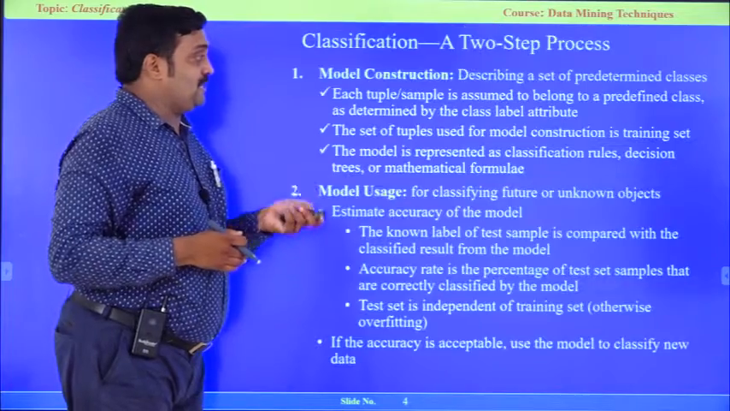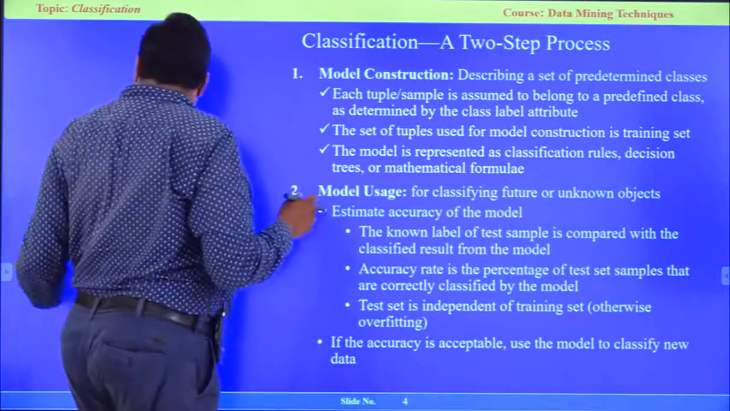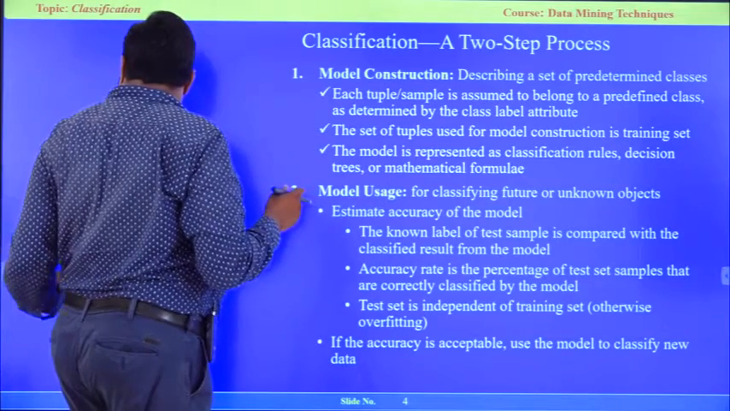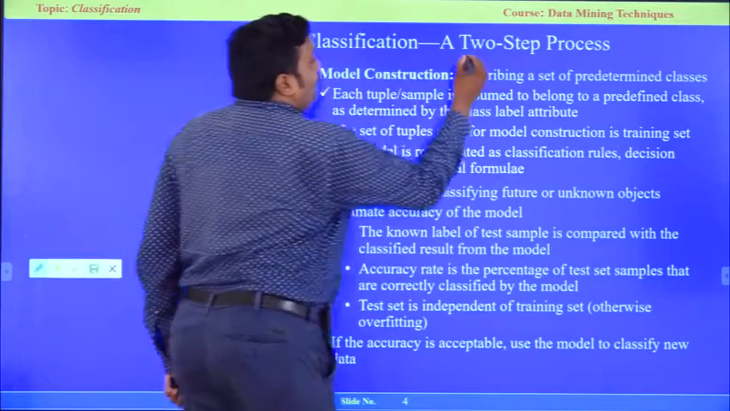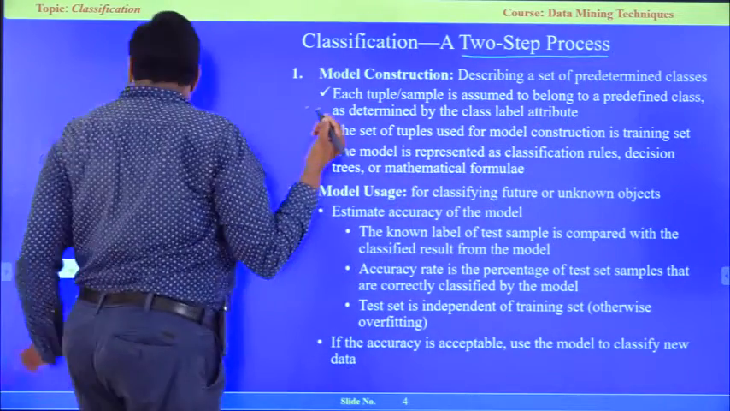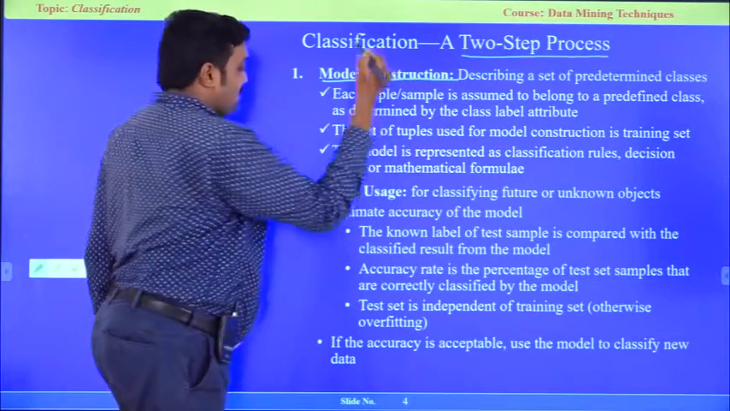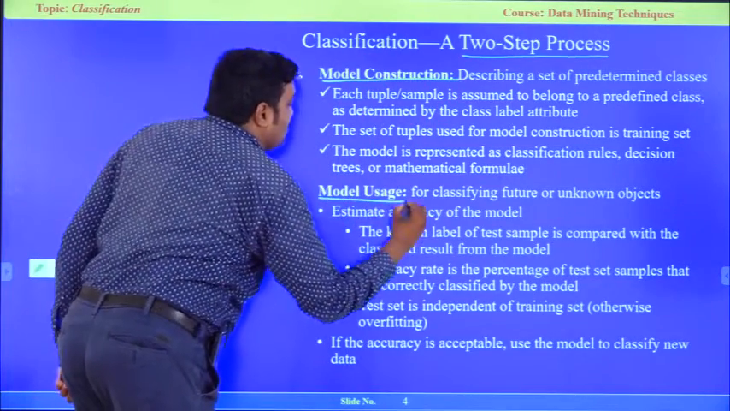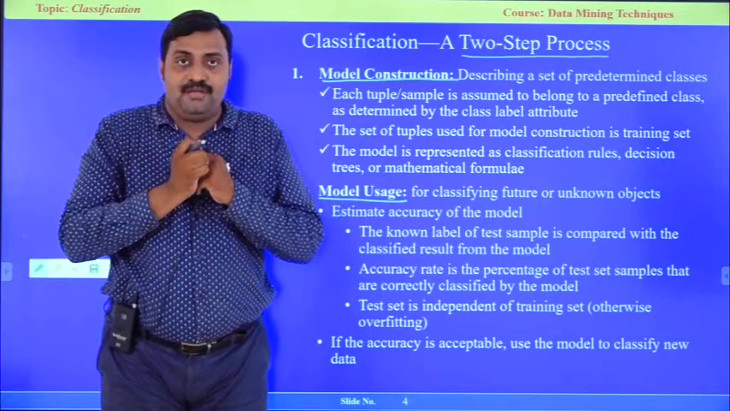Now let's see a simple example of how this process goes. The process of this classification concept is a two-way approach. In the two-way approach, one is model construction, another is model usage. That means first we have to design a model.